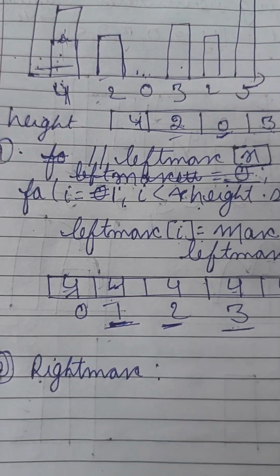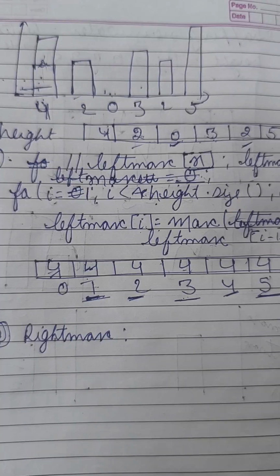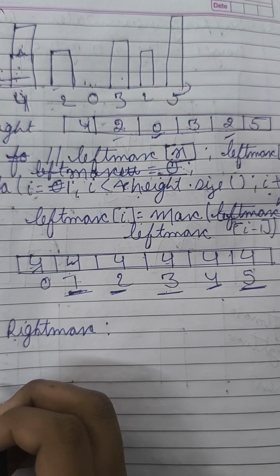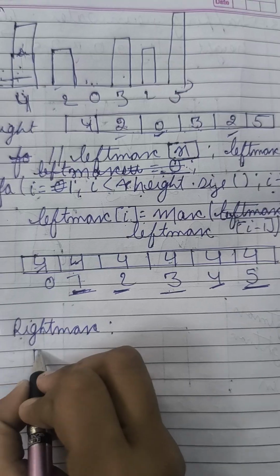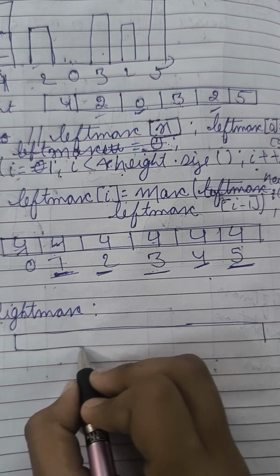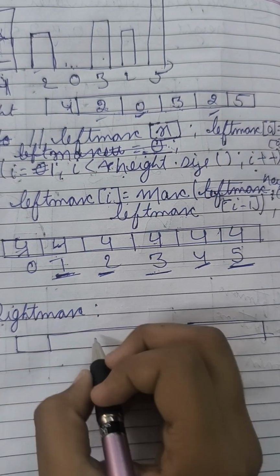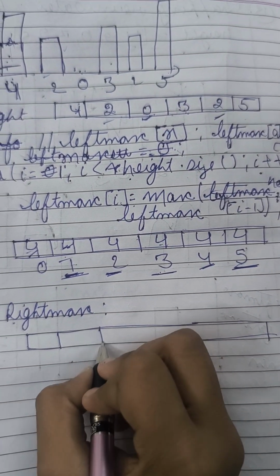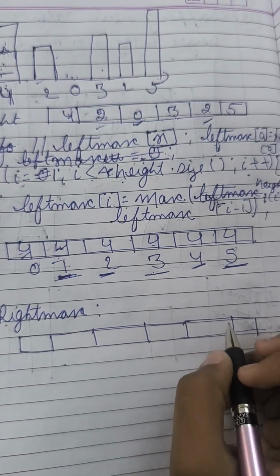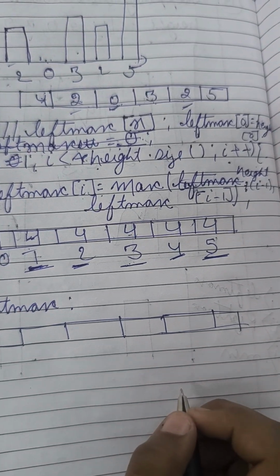In the same manner as we found left max, the right max is also going to be formed. Again we are going to apply the loop over here. So first of all I am going to create the array of right max, it's 1, 2, 3, 4, 5. Altogether 6 elements we are having, right? So I have created the array of that size.